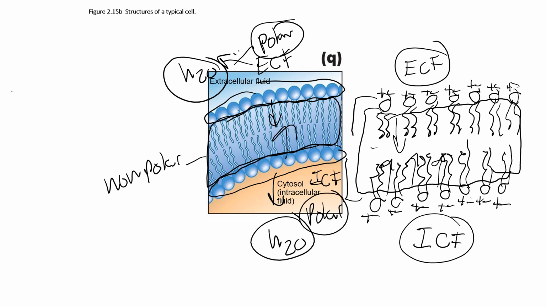Okay, so why would we want the phosphate heads within the inner layer, which are also either polar or ionic, to face the intracellular fluid? And why would we want the phosphate heads within the outer layer, which again are either polar or ionic, to face the extracellular fluid?